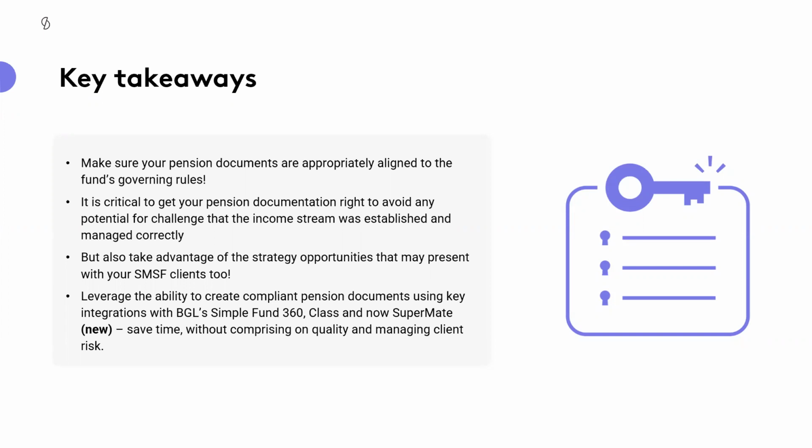But it's not only that, it's also taking advantage of the strategic opportunities that present as well. Those above minimum pension elections are one really good example. And most importantly, it's not only maintaining currency of these documents, if you're trying to do some of this internally yourself, but it's leveraging the technology. This is where the integrations with Simple Fund 360, Class and SuperMate now are going to save you time without compromising on quality, and help you to manage that client risk as well.